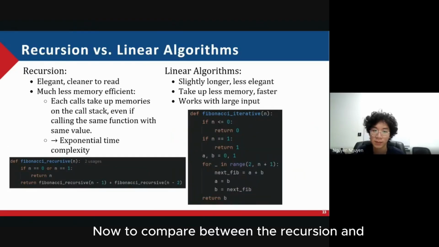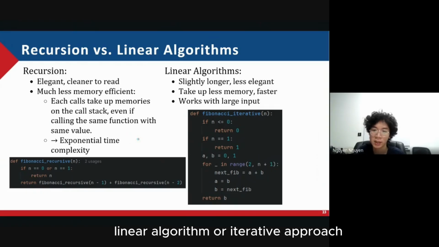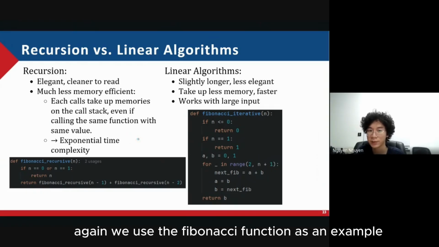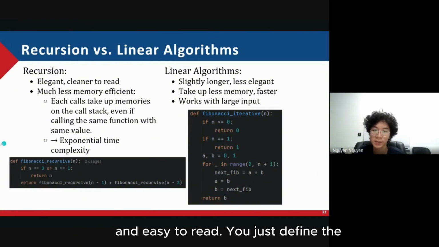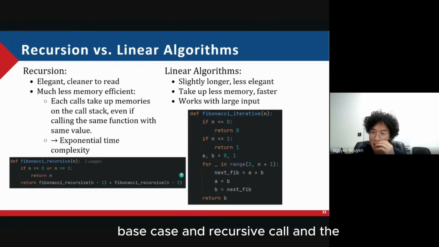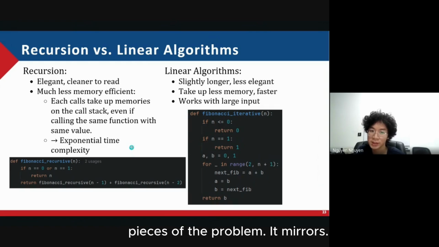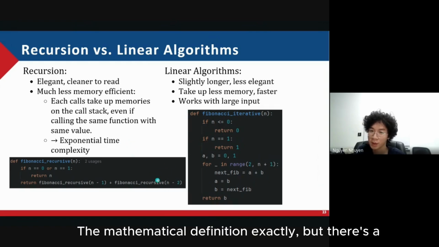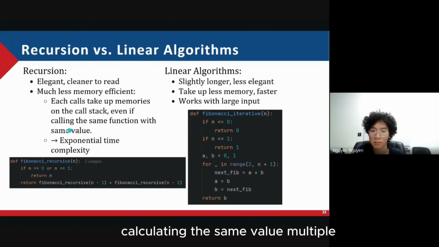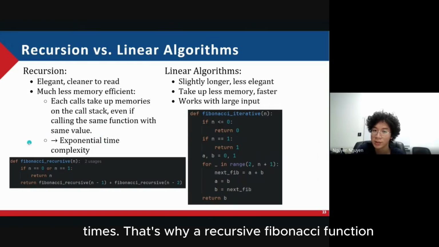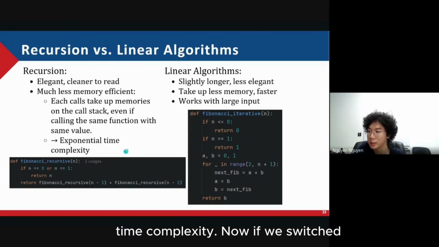Now, to compare recursion and a linear algorithm, like the iterative approach, again, we use the Fibonacci function as an example. Using recursion, the code is very clean and easy to read. You just define the base case and recursive case, and the function calls itself to solve smaller pieces of the problem. It mirrors the mathematical definition exactly, but there's a catch. The recursive function can be less efficient. Every function call takes up memory on the call stack, and in some cases, like Fibonacci, we end up calculating the same value multiple times. That's why a recursive Fibonacci function has an exponential time complexity.